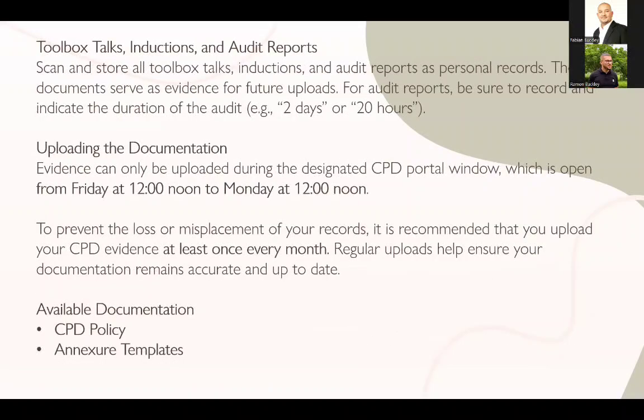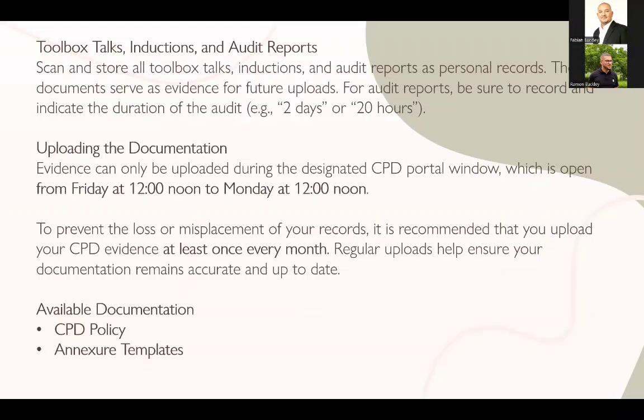Toolbox talks, inductions, and audit reports. Scan and store all toolbox talks, inductions, audit reports as personal records. As I said, these documents serve as evidence for future uploads. For audit reports, be sure to record and indicate the duration of the audits. As I said, example, 2 days, they'll give you 20 hours, which is 2 credits. So please, it's very important to make sure that you mention it on your audit report.